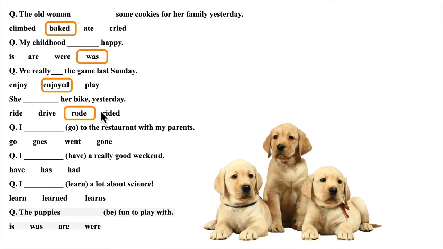She rode her bike yesterday. So by the way, things like a bike, a bicycle, a motorcycle, a horse are things that we ride. So rode is the past tense of ride, and riding kind of means you're sitting on top of something. So imagine a horse or a bicycle.